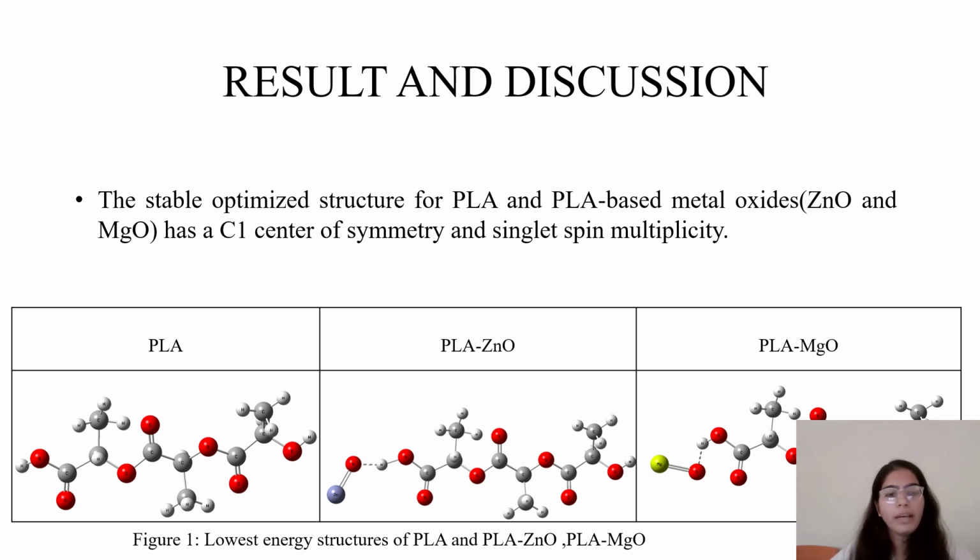Here we show the optimized structure of pure PLA and its composite with ZnO and MgO. Each structure exhibits C1 symmetry and singlet spin multiplicity, confirming they are in the ground state. These structures were the basis for all subsequent electronic and optical analysis.